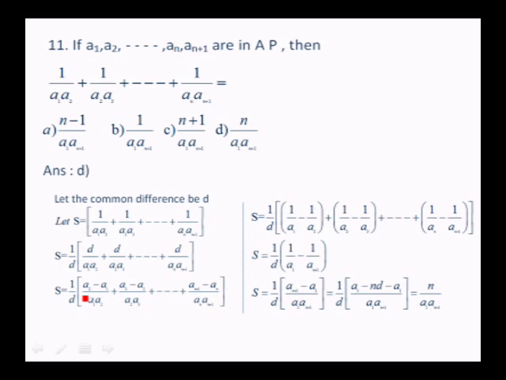So 1 by d into 1 over a1 minus 1 over an plus 1. So S is equal to 1 by d, you take the LCM, an plus 1 minus a1 over a1 into an plus 1. But you know that an plus 1 is nothing but a1 plus nd, minus a1 over a1 into an plus 1. Here a1 and a1 get cancelled. So only nd is left, and d and d get cancelled, giving n over a1 into an plus 1. So the answer is n over a1 into an plus 1. Answer is D.